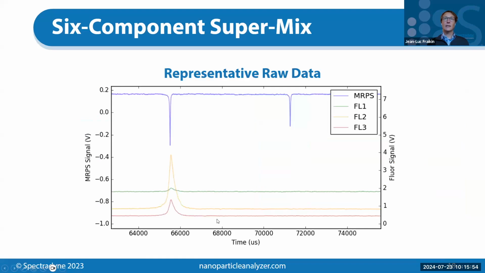So just to give you a sense for what the raw data looks like, this is an example from measuring this sample. In blue is the electrical signal, the MRPS signal, and it's showing detection of 2 particles in this very fast time frame, right? This is a scale in microseconds. So 2 particles detected here.